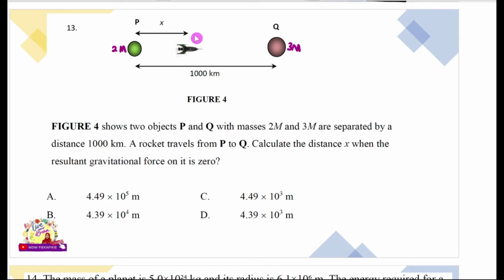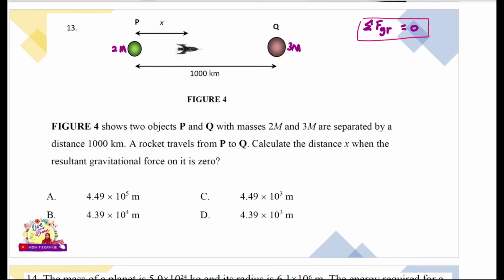what does it tell us? Calculate the distance x, where x is from P, when the resultant gravitational force on it is 0. Resultant gravitational force on the rocket is 0. So that means we write that total gravitational force on the rocket, R stands for the rocket, is equal to 0. So this is the information that we have.